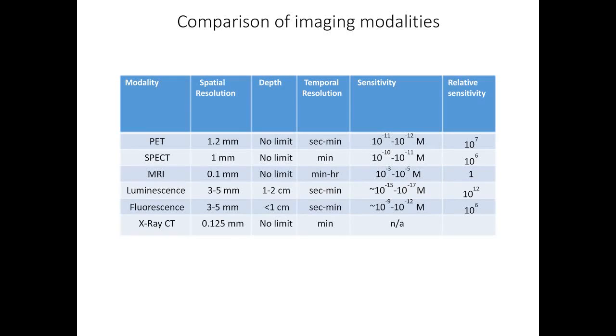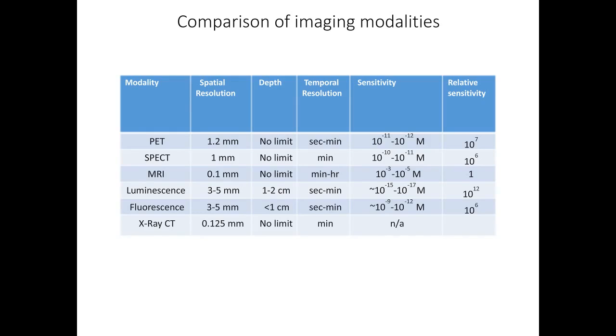And this chart is just another explanation of the different types of parameters that one would like to consider. I put them in the order of different types of sensitivity, and they're all relative to MR. So if we look at relative sensitivity on the right-hand side, MR is 1, and the higher the number, the more sensitive some of these assays are. And then we also have the spatial and temporal resolution.